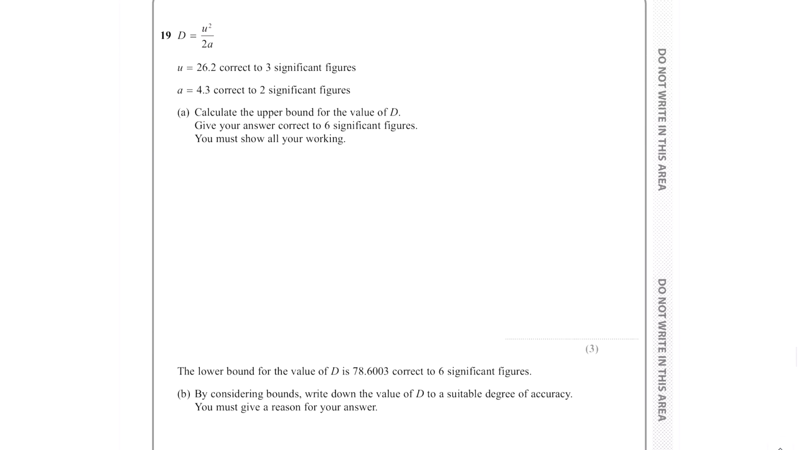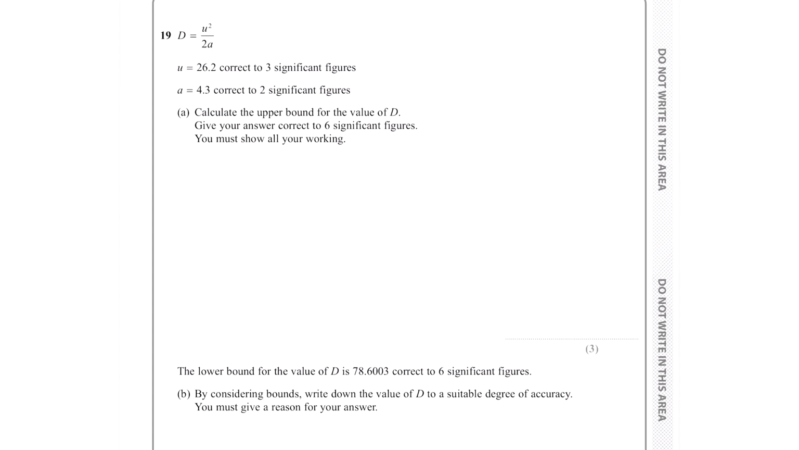So question 19, d is equal to u squared over 2a. u is 26.2, correct to 3 significant figures. a is 4.3, correct to 2 significant figures. Calculate the upper bound for the value of d. Give your answer correct to 6 significant figures. You must show all your working.